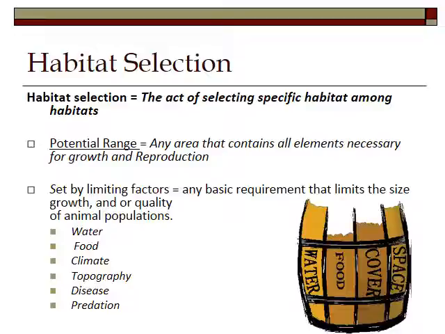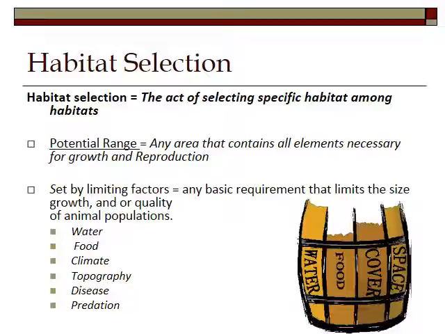Any basic requirement that limits the size, growth, and quality of an animal population is called a limiting factor. That could be water, food, climate, topography, space. Any of those aspects could affect the selection of habitat, and certainly whether habitat was potential or not. What's interesting about this is that whichever is the most limiting factor, that's what sets the bar for everything else.